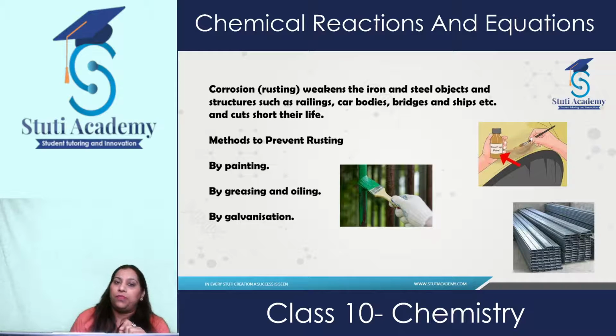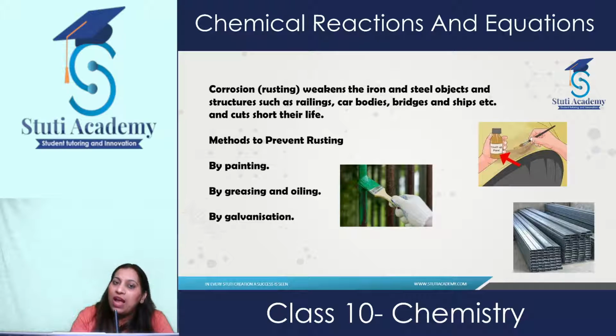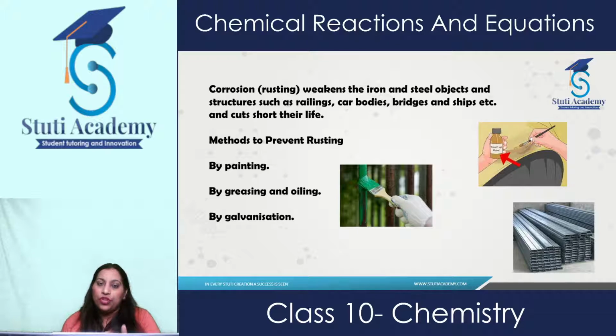And when corrosion or rusting takes place, it affects the metals because it weakens those metals. Such as when we make bridges or railings or ships which are made of iron articles, iron objects, their lifespan becomes shorter due to this corrosion. So we apply some methods to prevent rusting. And these methods are by painting, by greasing and oiling, or by galvanization.